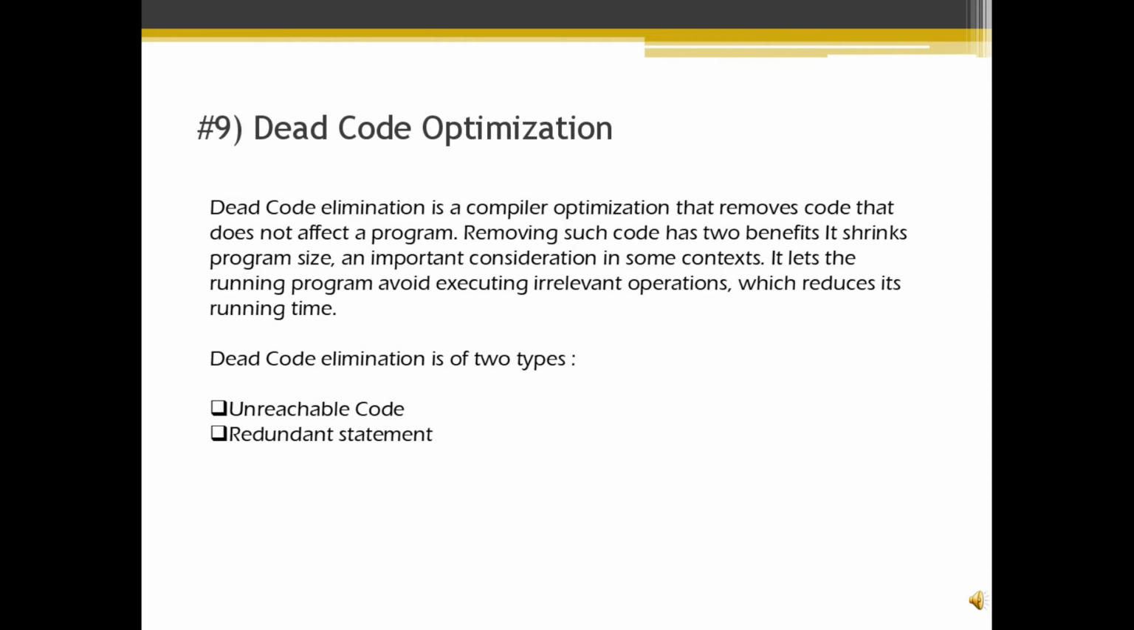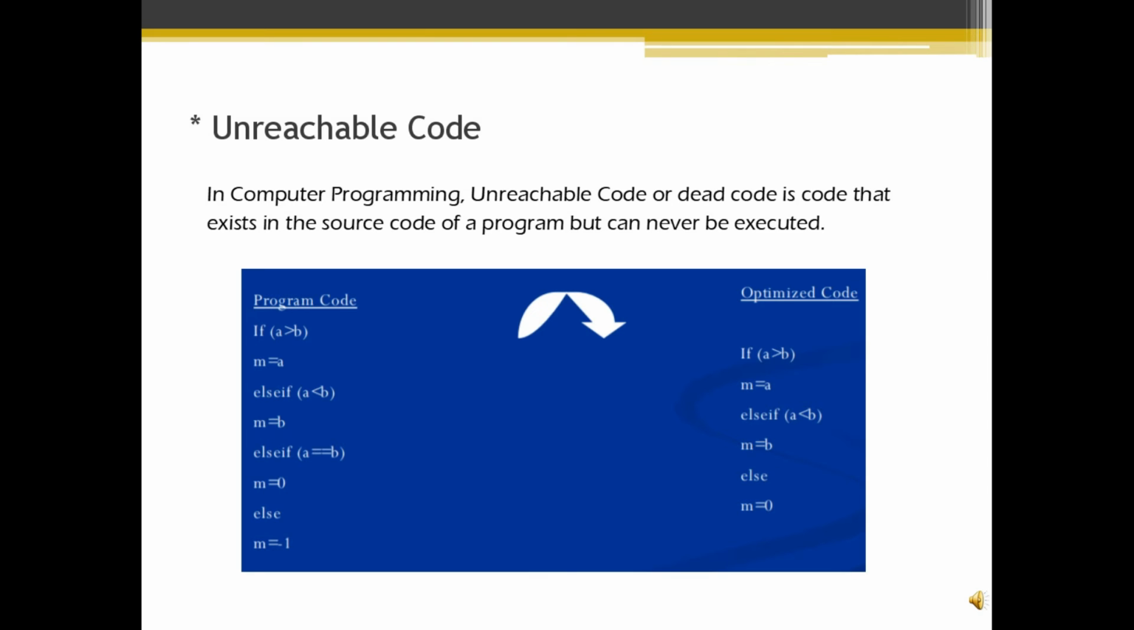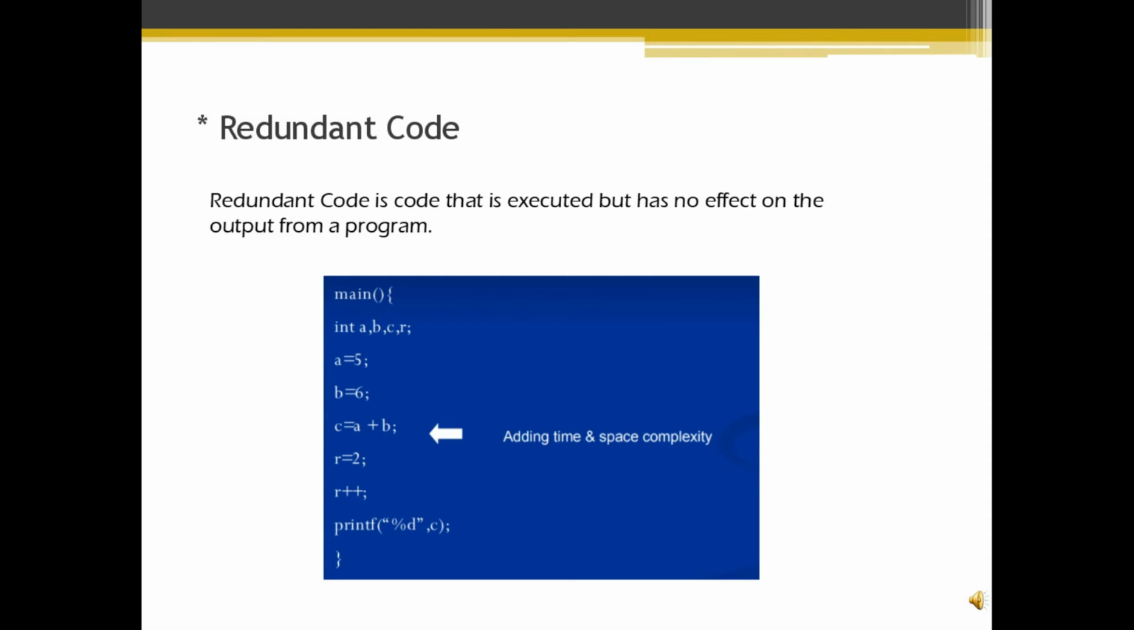Unreachable code. Redundant statement. Unreachable code. In computer programming, unreachable code or dead code is code that exists in the source code of a program but can never be executed. Redundant code. Redundant code is code that is executed but has no effect on the output from a program.